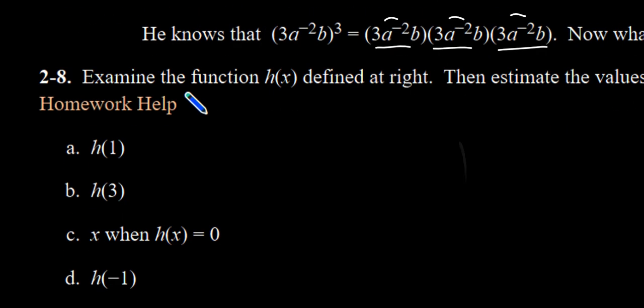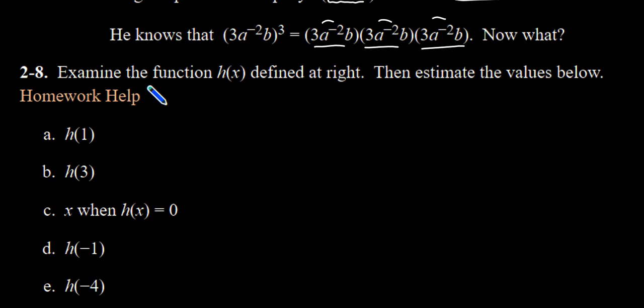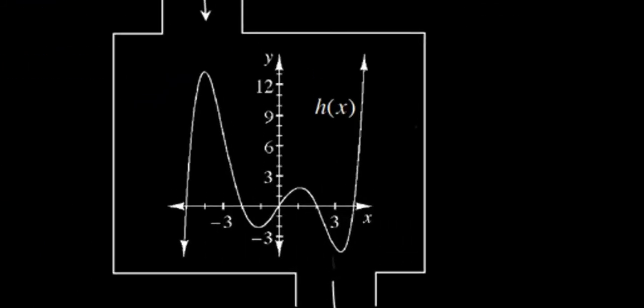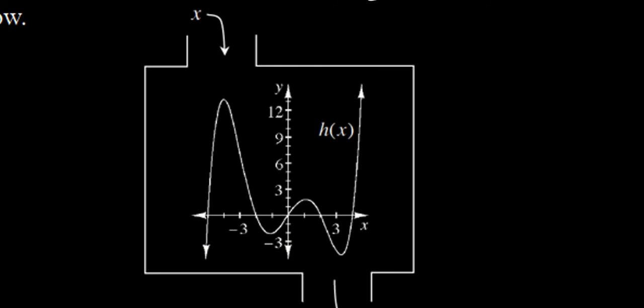There it is, 8. It says, examine the function h of x to the right, then estimate the values that are shown. So we're going to look at a couple of these. We're going to first of all look at h of 1. So if I look at this function, if I was to place x as 1 into it, the question is, what output does it produce? And you can see right here, this is the number 1. And you can see it's producing this value that's right about here. The question is, what number is that?